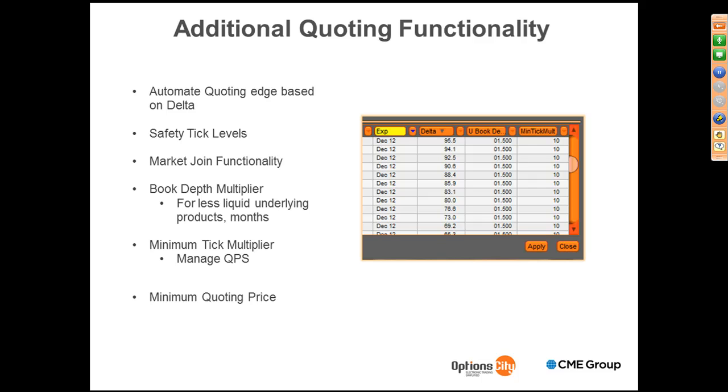And then as well, we have a minimum quoting price, and that's only going to update your quotes if the underlying moves by this much. Again, it's going to help you save on bandwidth, and especially in active products, people found it useful. Not necessarily the ags, but some of the energy stuff, crude oil options, etc.